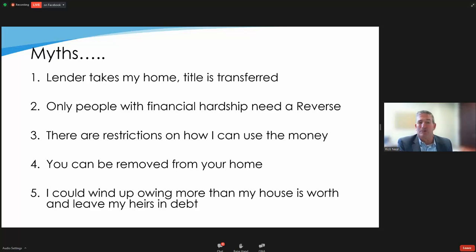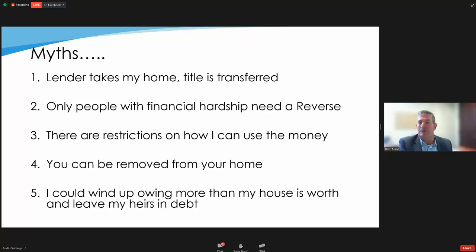Number three, there are restrictions on how I can use the money. This is absolutely false. Reverse mortgage proceeds can be used in multiple ways. The most common are the paying off of an existing mortgage or other debt, creating a cash reserve, supplementing monthly income, paying for home improvements, or covering medical bills, and all tax-free. Number four, you can be removed from your home.